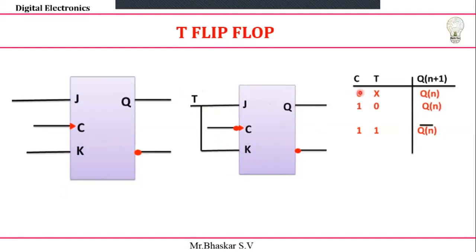How am I going to write this? You can see the T value. Suppose the clock value is 0, there are no changes. It will maintain the same state, the present state Qn only. Only if the clock value is 1 does it change. Suppose I take T as 0. Then J and K values are both 0, 0. Then what do we get at Q and Q complement? No change. No change means the present state value only, that is Qn only.